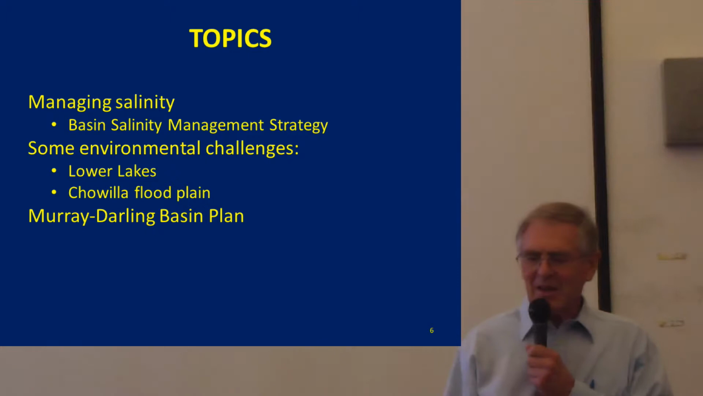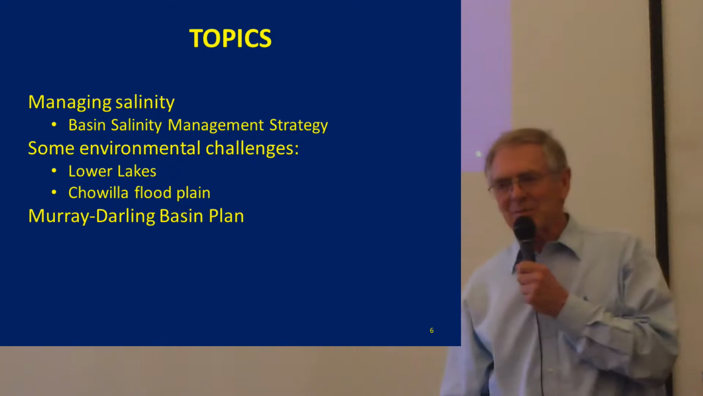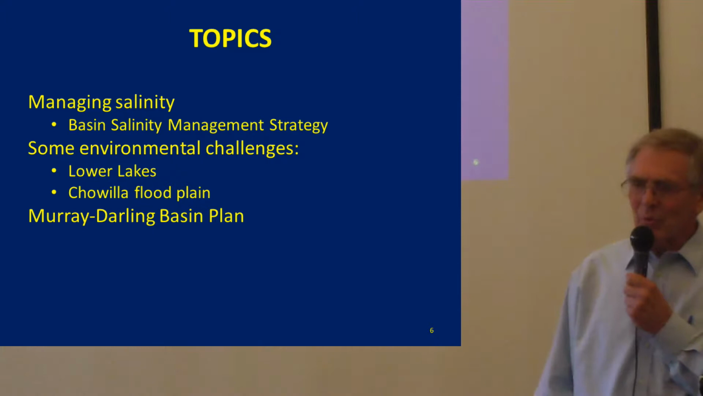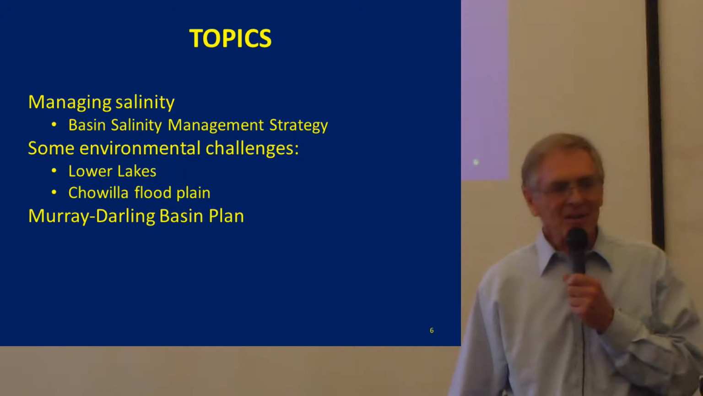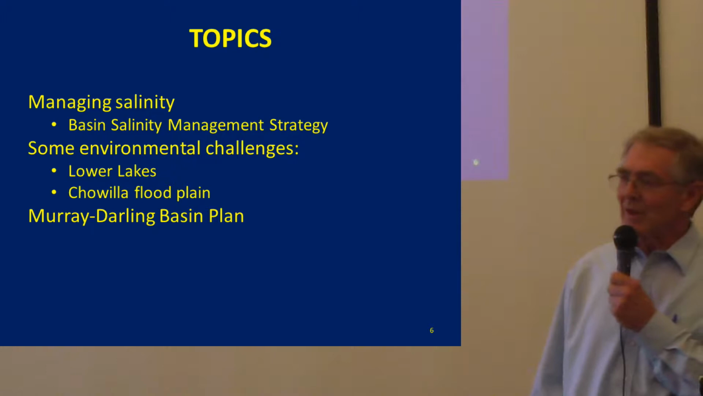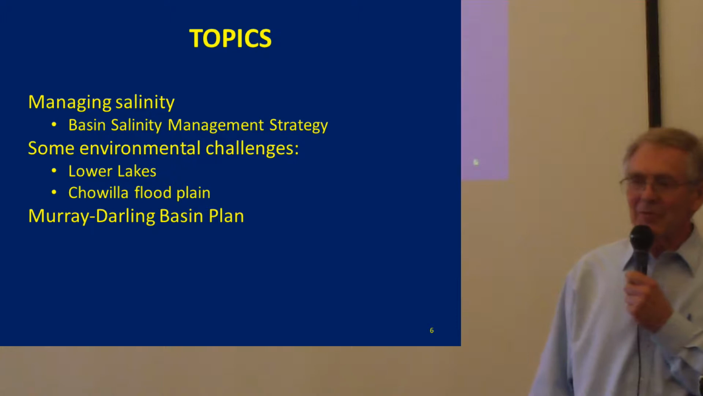And what I'll talk about is how salinity is managed, first of all, and we will go back and do a little bit of history, the early attempts at salinity management and the frustrations, and the present program called the Basin Salinity Management Strategy. We'll look into two major environmental issues that have salinity implications, particularly the Lower Lakes, and the Murray-Darling Basin Plan, which is the plan now to get a good balance between environmental flows and uses of water and irrigation, which will hopefully allow both better environmental and salinity outcomes.